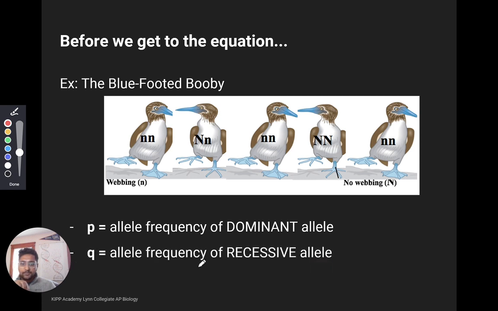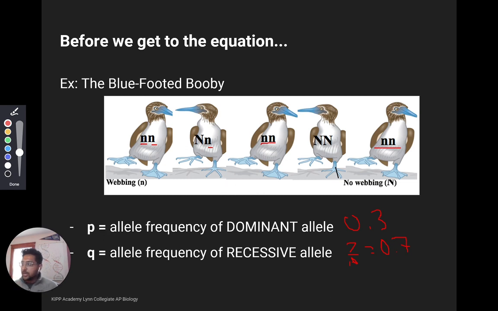We have another idea, Q, which is the frequency of the recessive allele. The recessive allele is going to be the lowercase n. So we know that there's 1, 2, 3, 4, 5, 6, 7. We know there's 7 of those, 7 over 10, and that's going to give you 0.7. 0.7 is Q, the allele frequency of the recessive alleles.